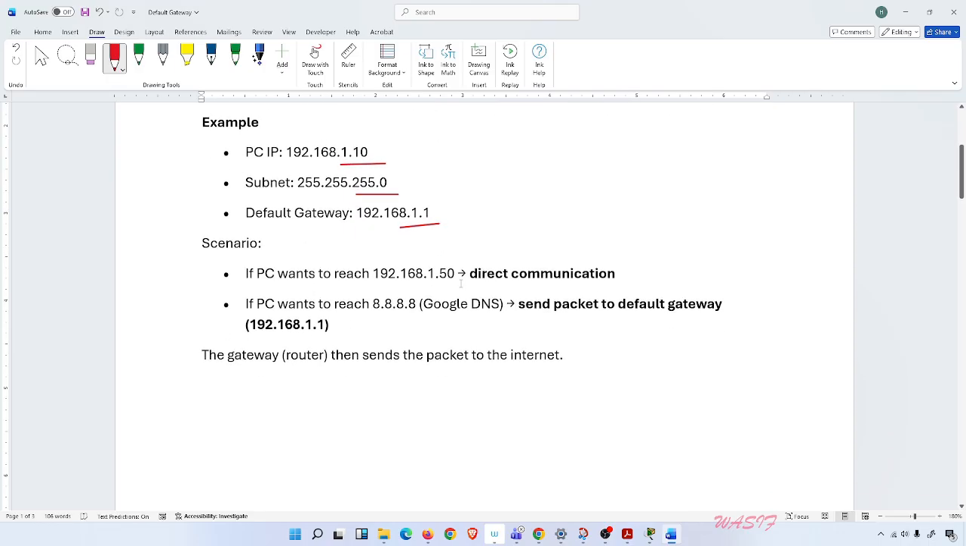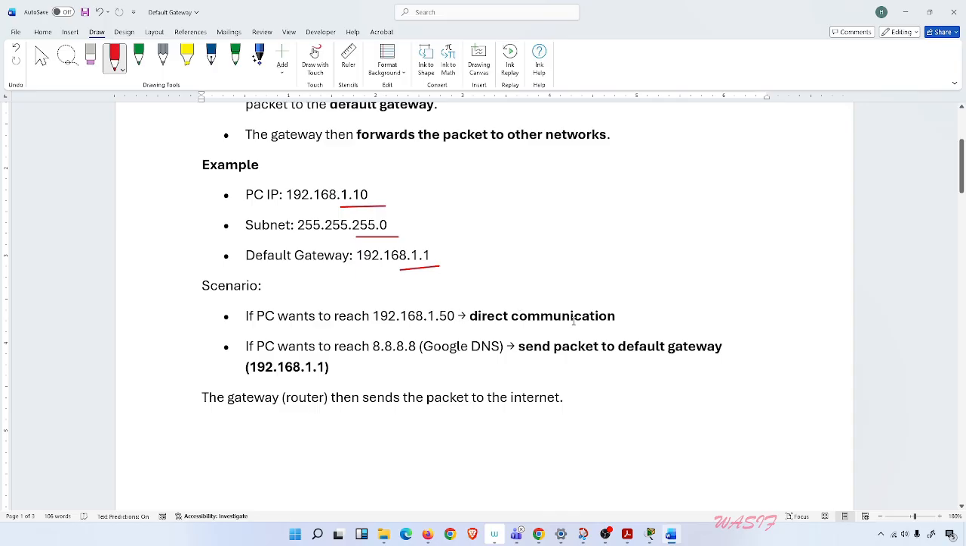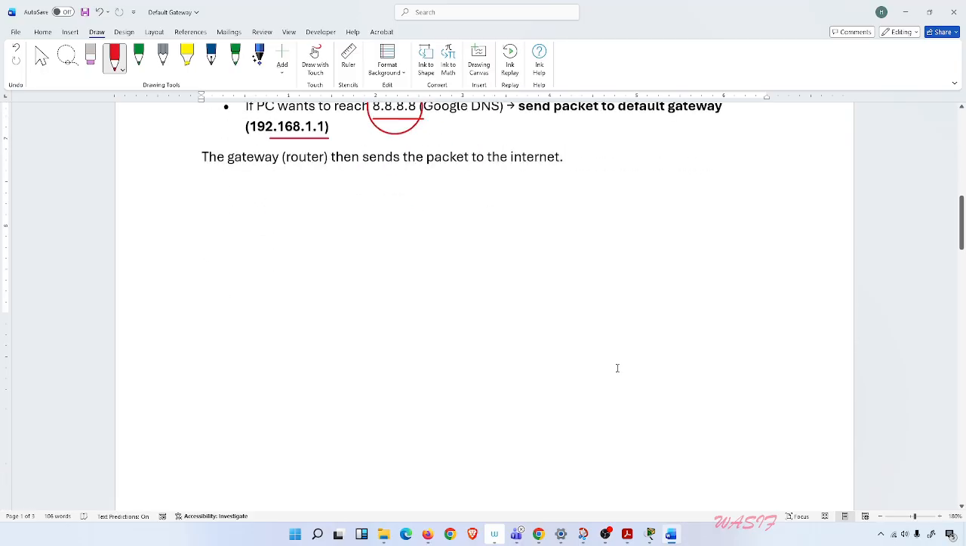If the PC wants to reach the 1.50 network, it is directly connected with 1.10. They are in the same network, so that is not a problem because the subnet mask is this one, where the CIDR is /24. Now, if the PC wants to reach the 8.8 network, then the default gateway is 192.168.1.1. The traffic will be sent to the router because this is in a different network.